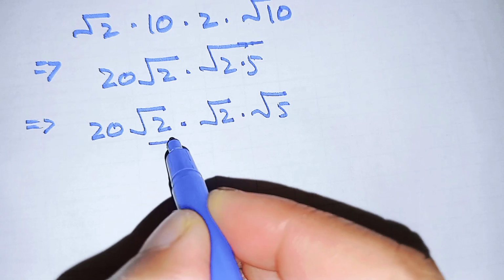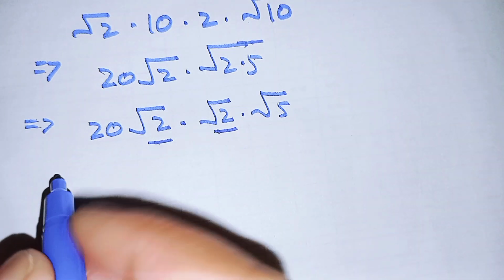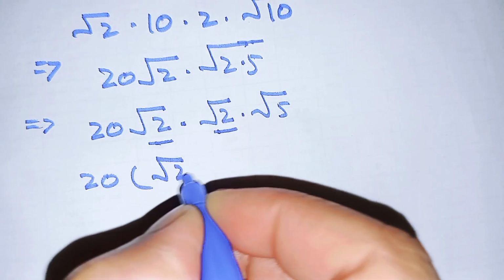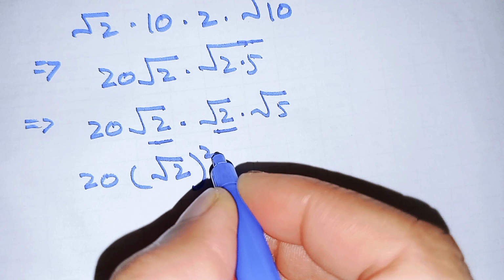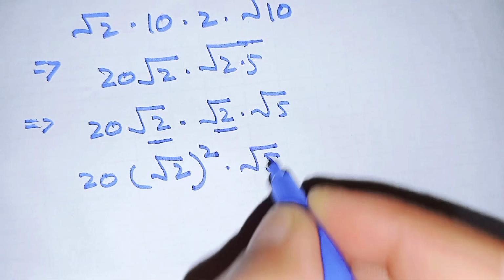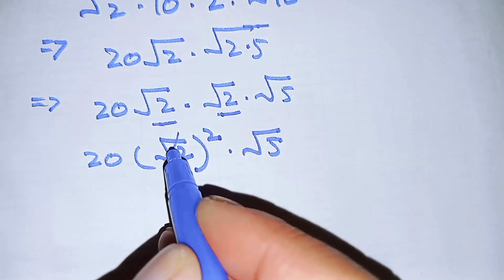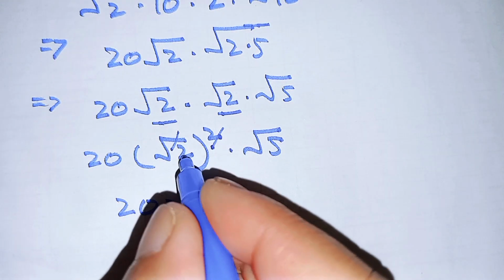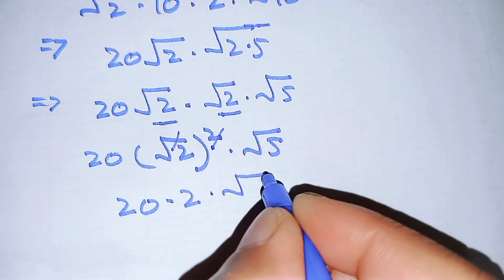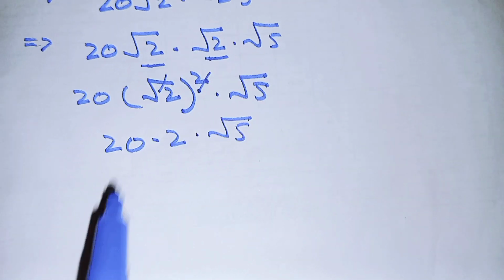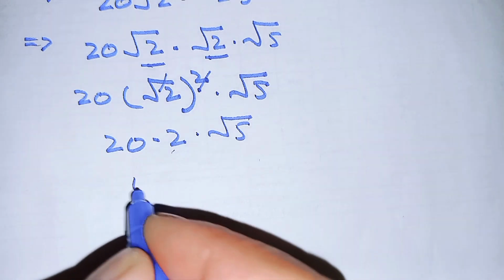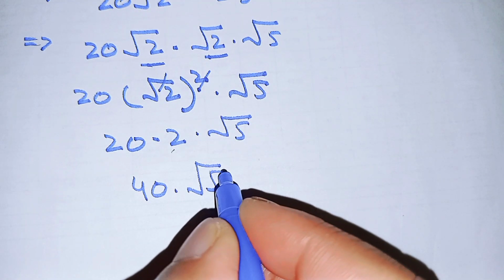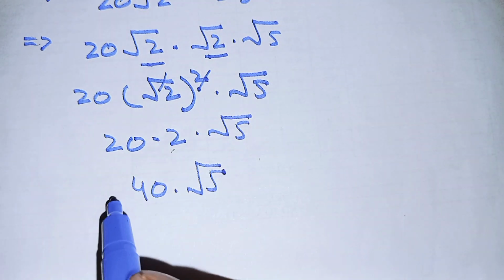So this square root of 2 and this square root of 2 are the same, and it can be written as 20 times the square root of 2, the whole to the power of 2, and then times the square root of 5. Now this square root cancels with this square, and it is equal to 20 times 2, and then the square root of 5. So 20 multiplied by 2 is equal to 40, and 40 times the square root of 5.